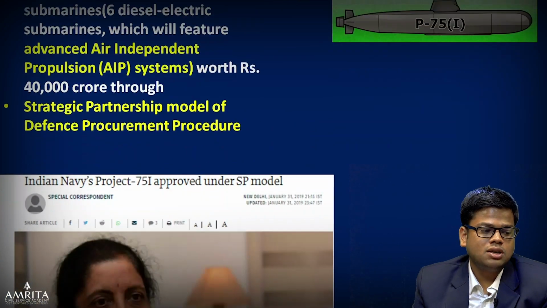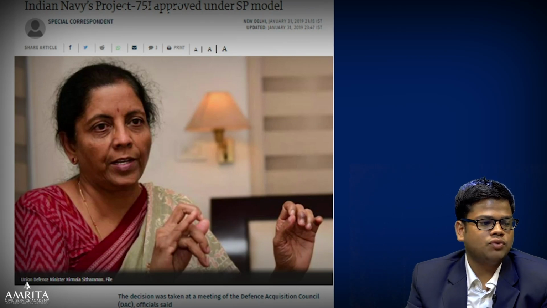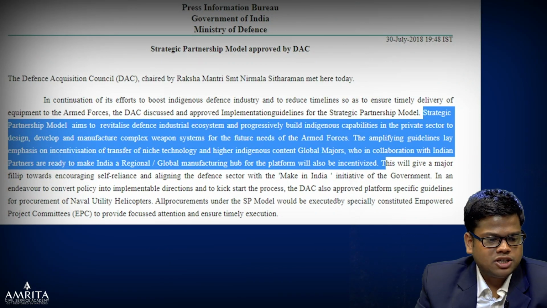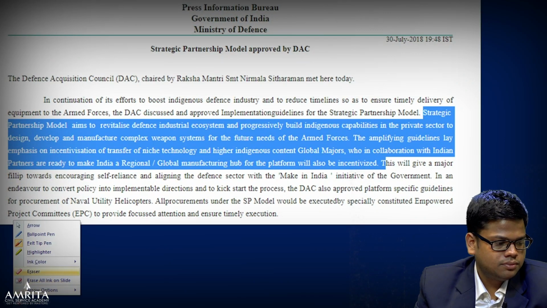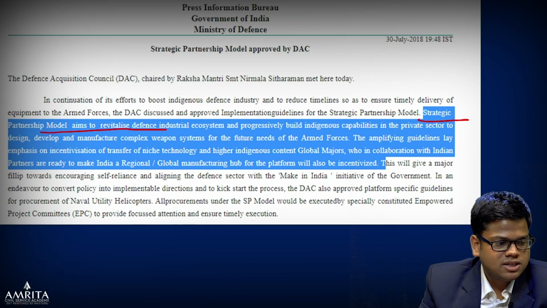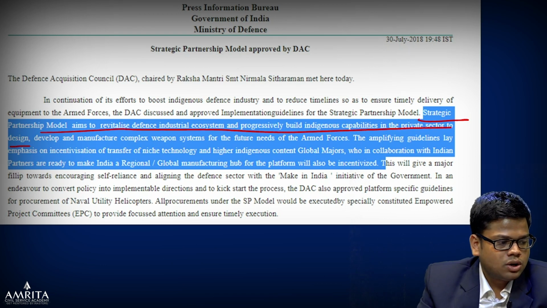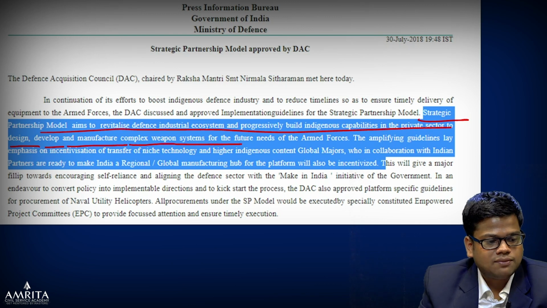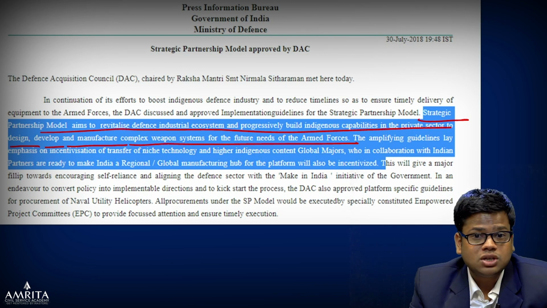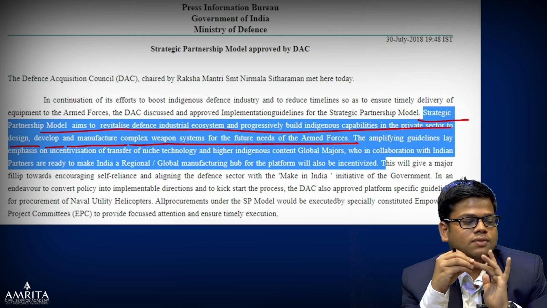Now the question comes, what is the strategic partnership model? So, the Indian Navy's Project 75I is approved under the strategic partnership model. Now we'll see here. The strategic partnership model aims to revitalize the defence industrial ecosystem and progressively build indigenous capability in the private sector to design, develop and manufacture complex weapon systems for the future needs of the armed forces. That is the inclusive and very aggressive role of the private sector in the design, development and manufacture of weapon systems.